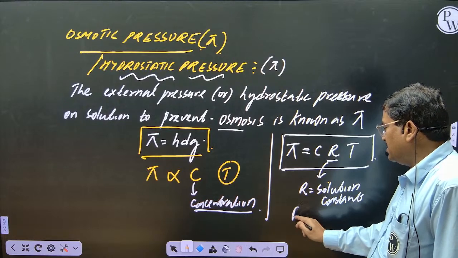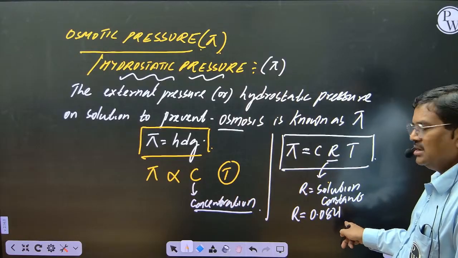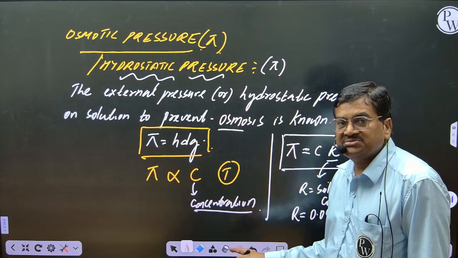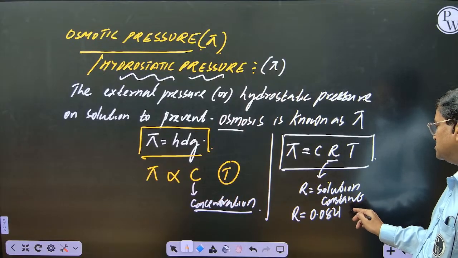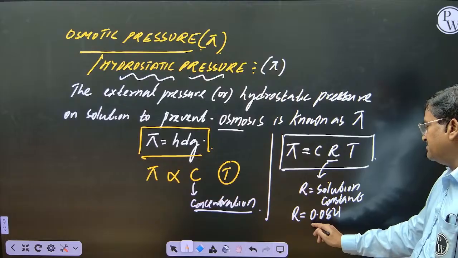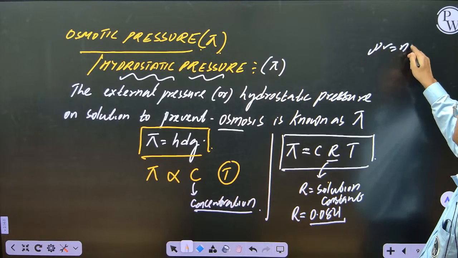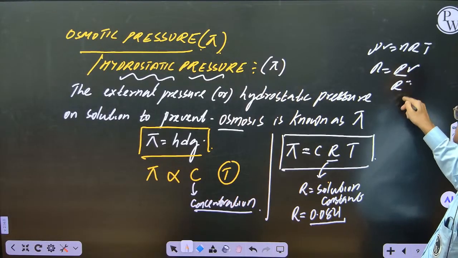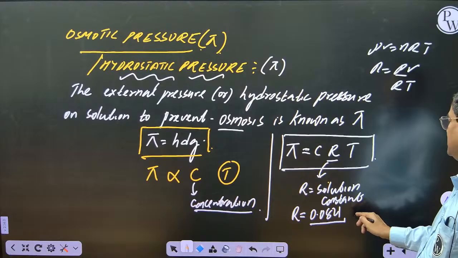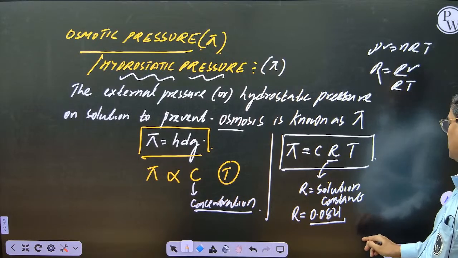Remember in 11th, states of matter: 0.0821. Its unit will be liter atmosphere per mole per kelvin. As you know, PV is equal to nRT, you remember. So this is the value of R. So R can be written what, student? R is equal to PV by nT. So its unit will be liter atmosphere per mole per kelvin.